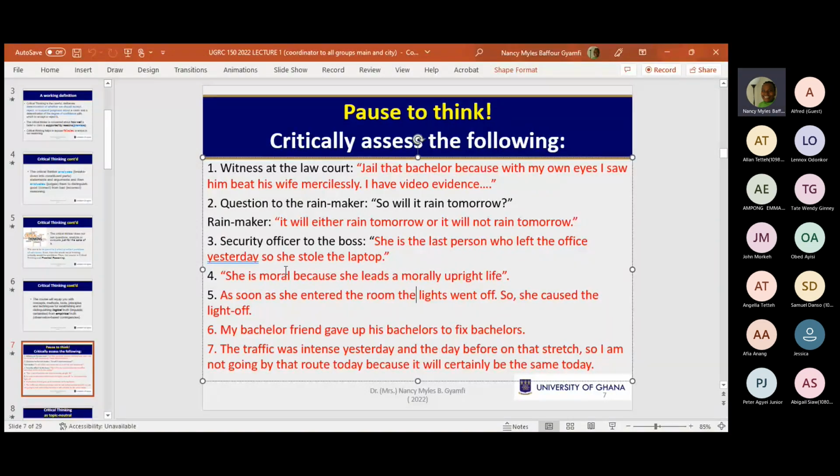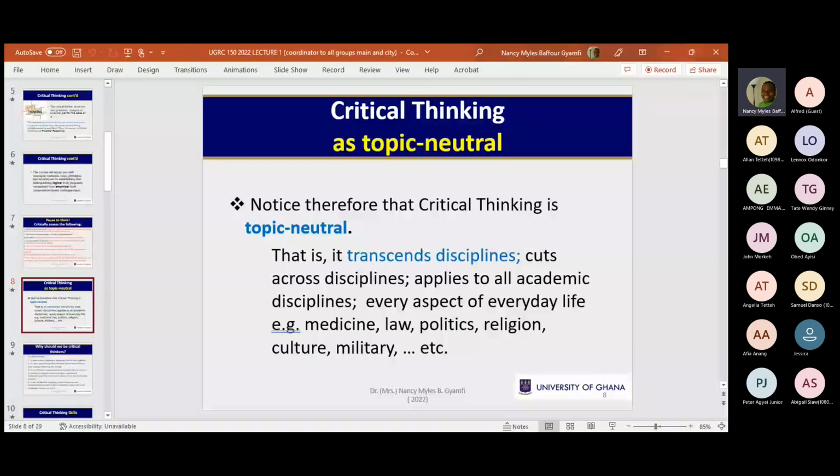Some of the flagged statements, those that have been flagged red, are all problematic uses of language. We also saw in our introduction that critical thinking is topic neutral. It's neutral to the topic. That's why we move from medicine to religion to business, marketing, what have you. Everyone in those fields will do critical thinking. We think critically about matters, regardless of the discipline in question.